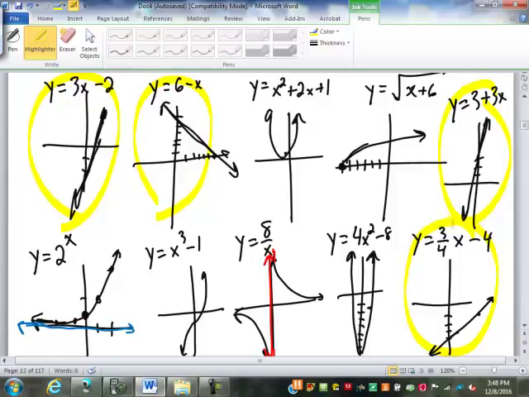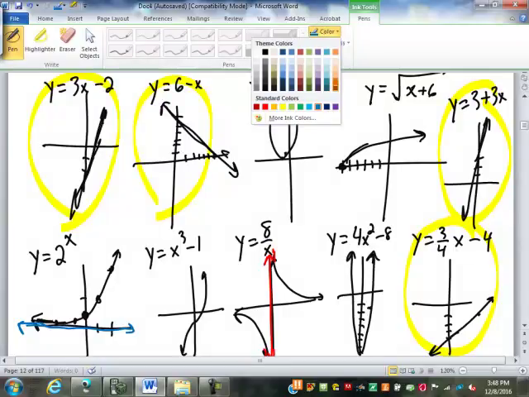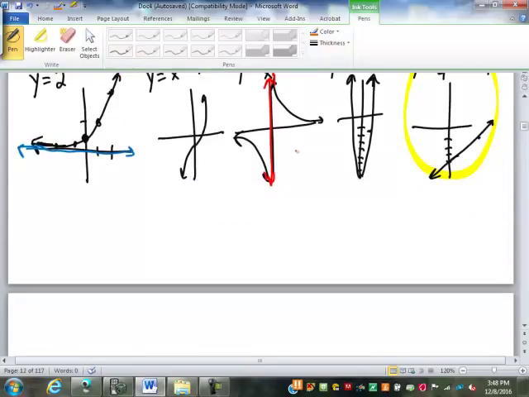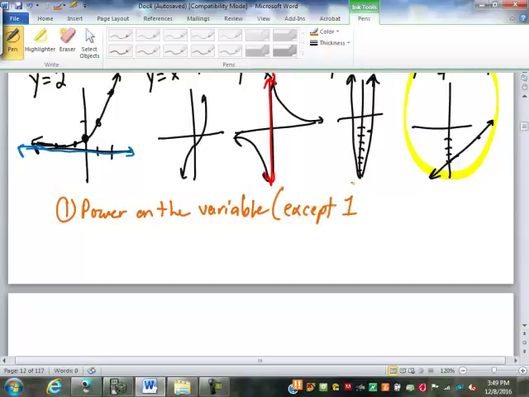So we look at those 4 that form a line, and we compare them to the others. What's different about them? In fact, let me word it this way. What do the ones that don't form lines have that the lines do not have in the equation? A power is the one, exponents. Number 1 is a power on the variable. I'm going to put in here except 1, because a variable by itself has a power of 1, right?